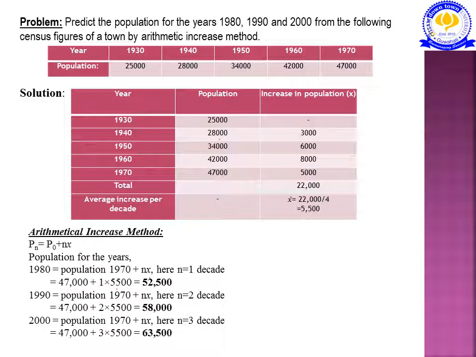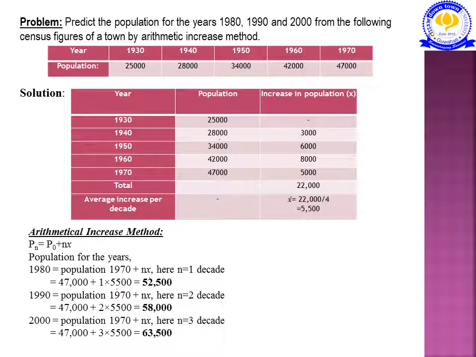Okay, so we will solve one problem related to arithmetic increase method. The problem is: predict the population for the years 1980, 1990, 2000 from the following census figures of a town by arithmetic increase method. The years are given as 1930, 1940, 1950, 1960 and 1970. Accordingly the populations are also given. So what we will do, we will make a chart with the first column as year. We will put the years given in the question. The next column will be population. We will write the populations according to the question. The third column will be the increase in population, x.